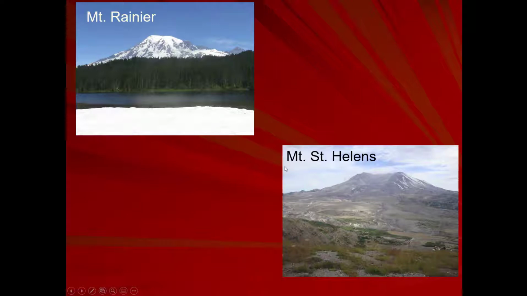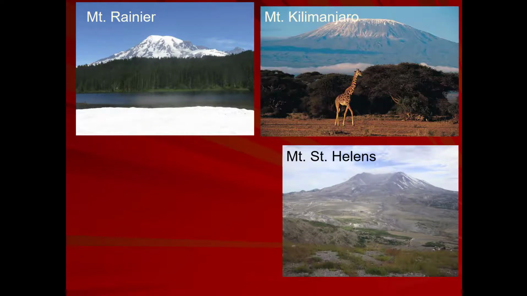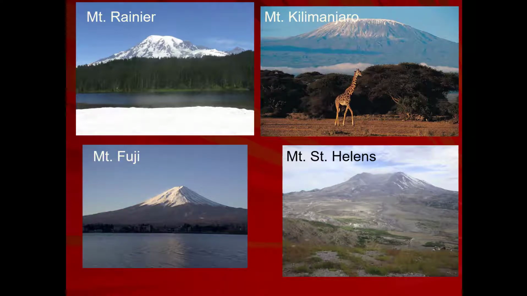So both of these are part of what's called the Cascade volcanoes, which run through Washington State, Oregon, and Northern California in the great United States. Other noteworthy composite cone volcanoes include Mount Kilimanjaro in Kenya, and of course Mount Fuji that we saw on our previous slide in Japan. Cool.